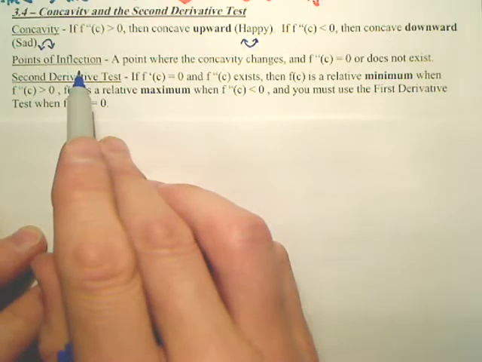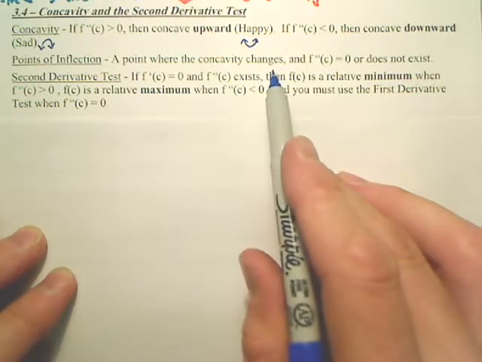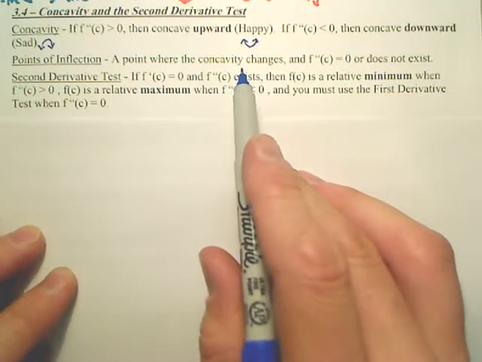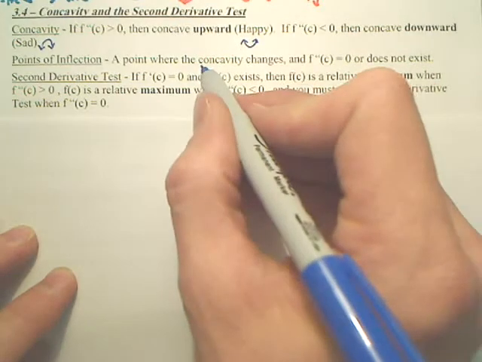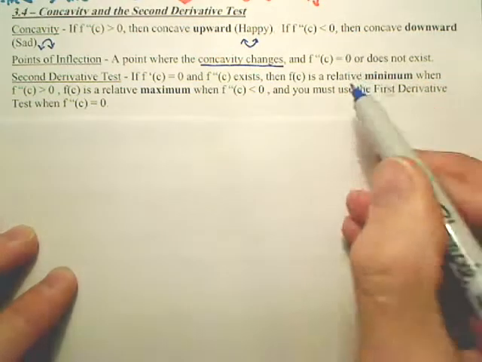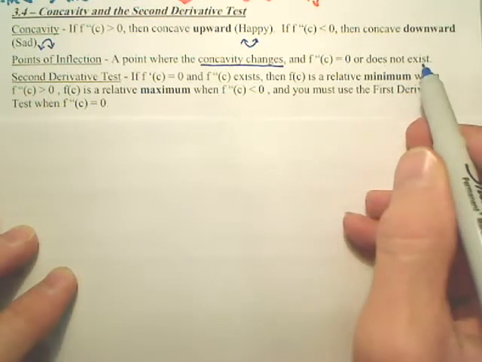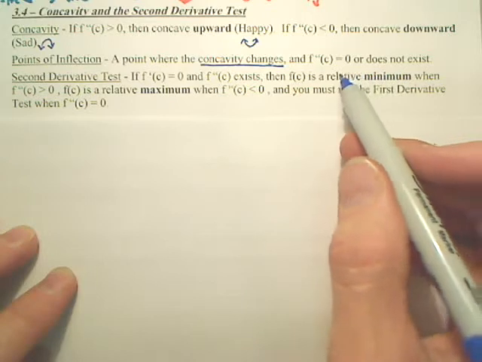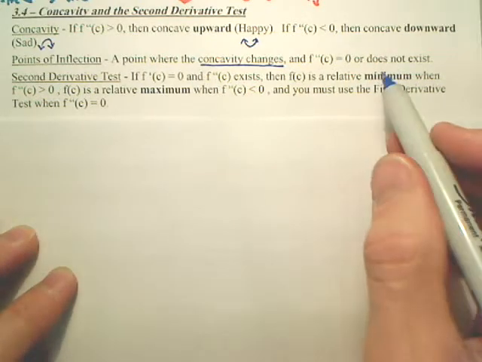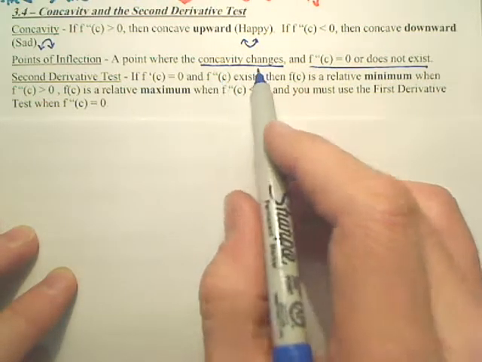Now, points of inflection are points where the concavity changes, and it doesn't matter which direction it changes: positive to negative, or negative to positive. Points of inflection are just where the concavity changes, and the second derivative equals 0 there. Okay? At a point of inflection, the second derivative equals 0 or does not exist, just like critical numbers. It's kind of like the critical numbers of the second derivative. So these two things are very important, and it tells where concavity changes.